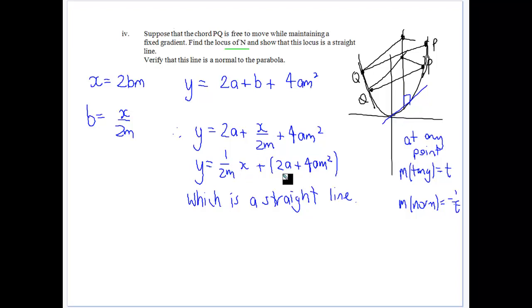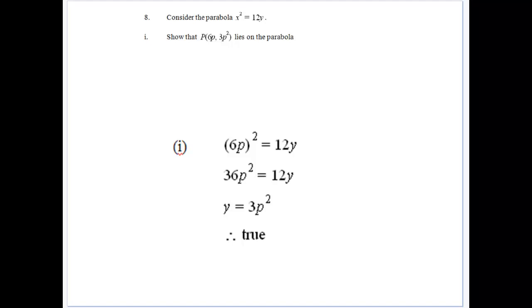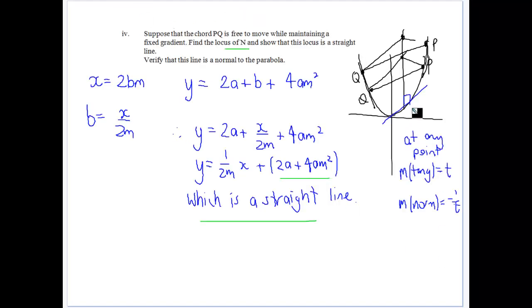So B is 2X on 2M. So we can write that. We get 2A plus 4AM squared. And that, remember, they're just constants now. So we've got X and Y, which gives us a straight line, 1 on 2M and 2A plus 4AM squared. That gives us a straight line there. So verify that this line is a normal to the parabola as well. Now we haven't got that there. We can do that manipulation when we get the P and Q, and we're able to find that with that one there. So we get the minus 1 on T squared.